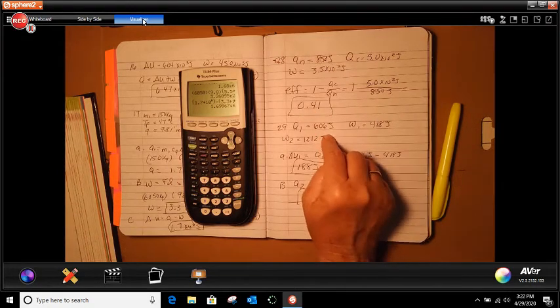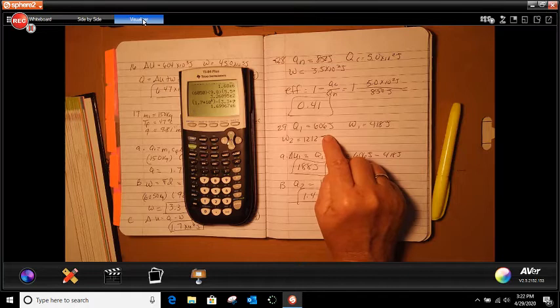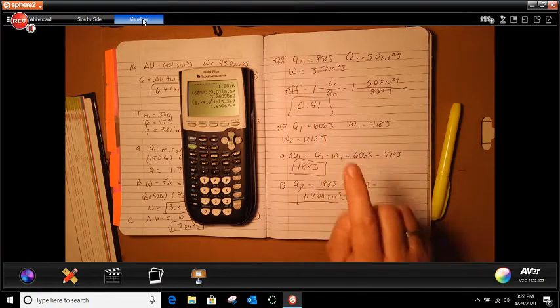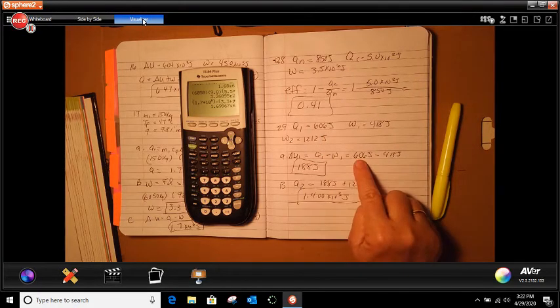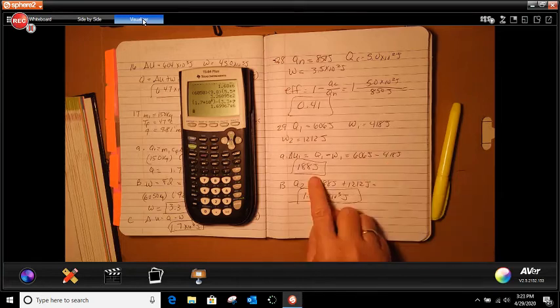Number 29. A gas expands as 606 joules of energy is added as heat, and the gas does 418 joules of work on the surroundings. What is the overall change of the internal energy of the gas? That is where we're going to take 606, subtract 418, and we get 188 joules.